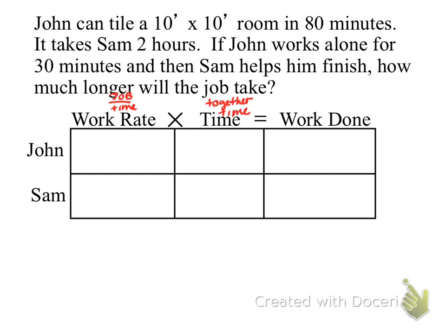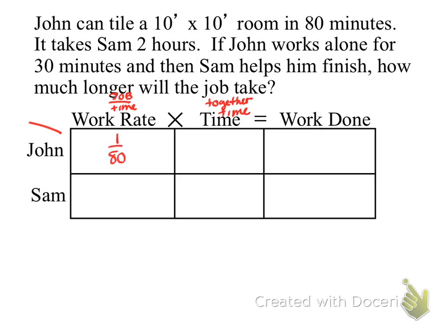And this is just multiply across, right? It tells us what to do. Okay, you ready? Okay, what is John's work rate going to be? Daniel: 80 minutes. No, what is his work rate going to be? Job over time. What am I putting? 1 over 80.